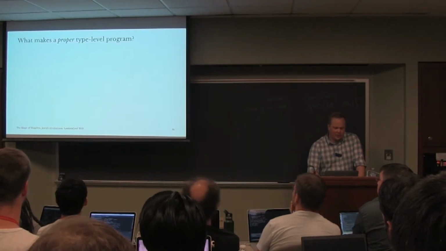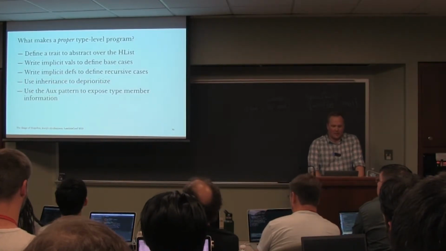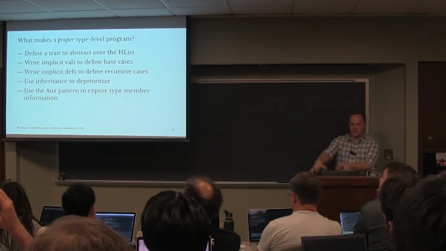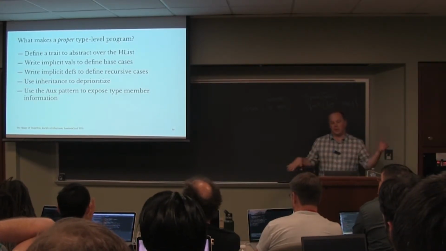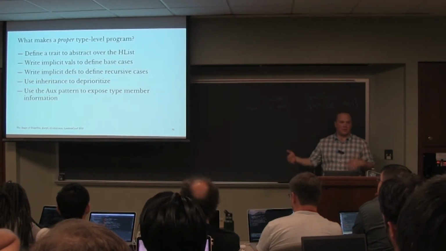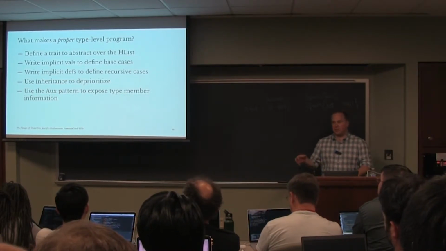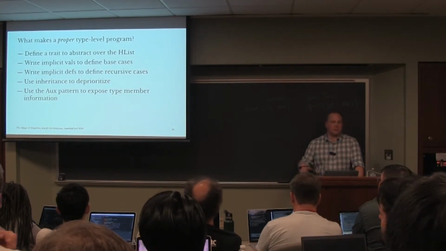All right, so what makes a proper type level program? Just the things that we described here. Define a trait, use implicit vals to define the base cases of the traits, a DSL for creation, use implicit defs to define the recursive cases, use inheritance to deprioritize certain cases if you don't want them to be the dominating ones, and use the aux pattern to expose the type member information, otherwise you will not get any output types that you want. That's the highlights.